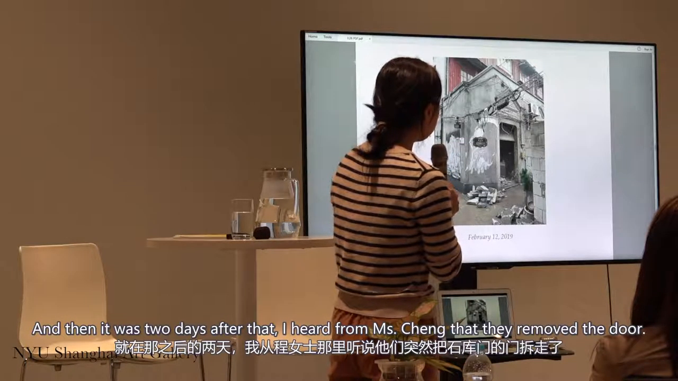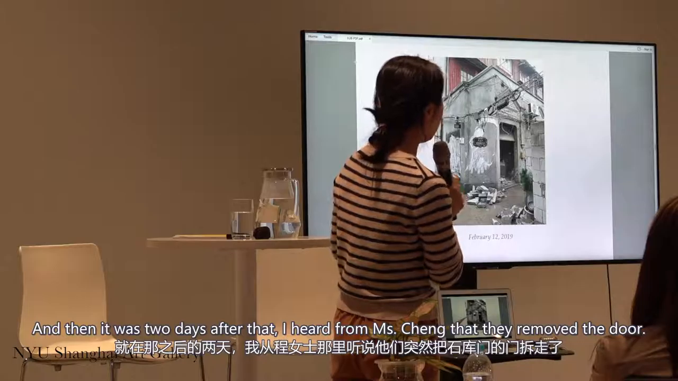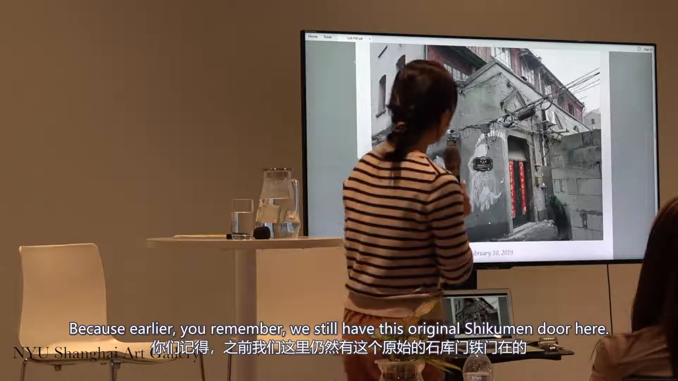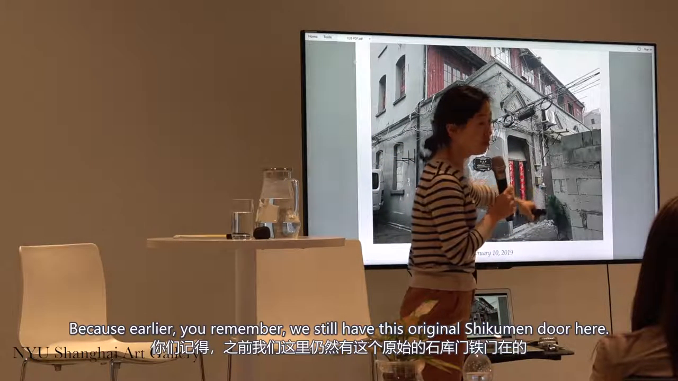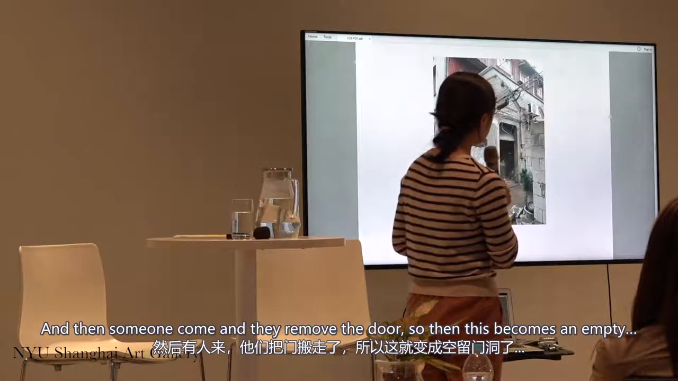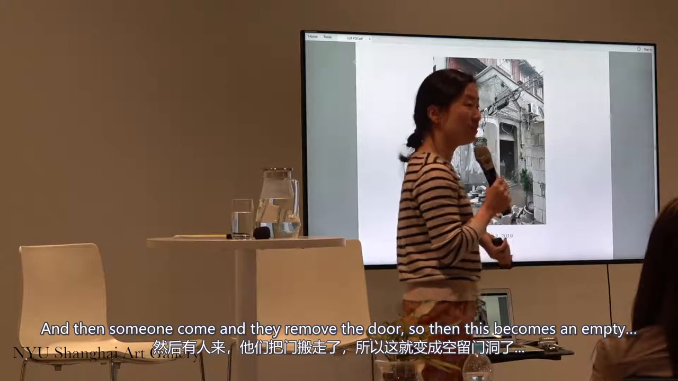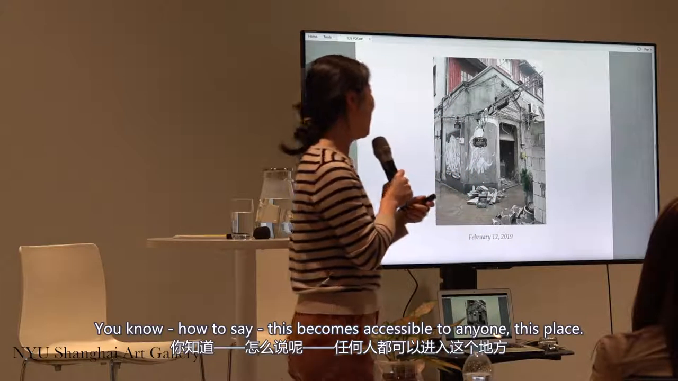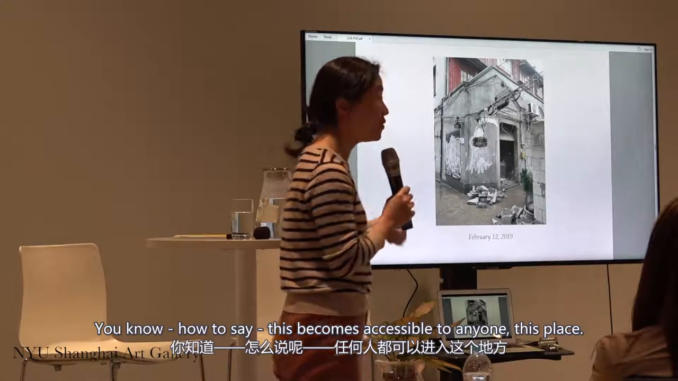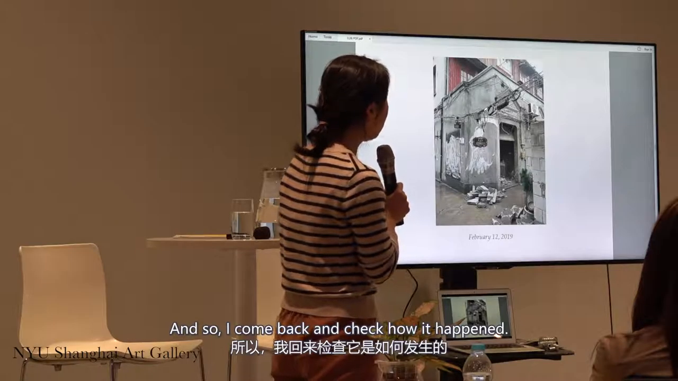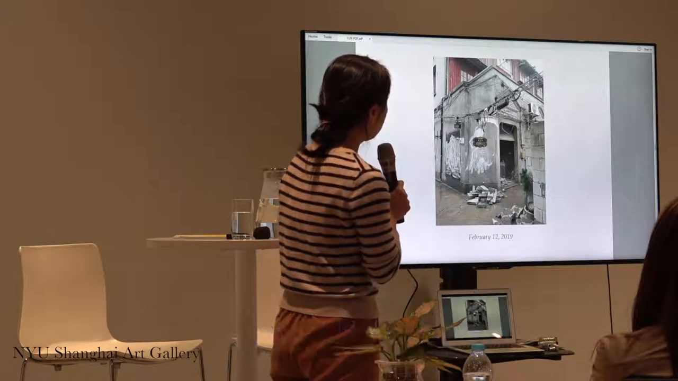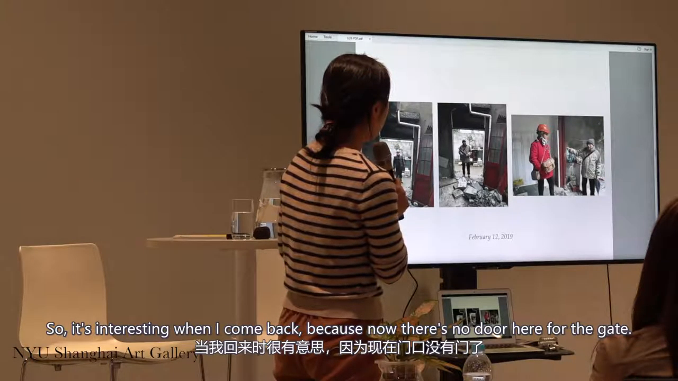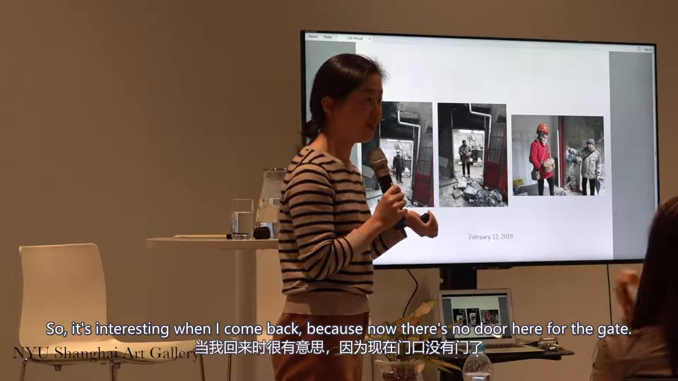And then it was 2 days after that, I heard from Ms. Chen that they removed the door. Because earlier, you remember, we still have this original Shikumen door here. And then someone came and removed the door. So then this becomes accessible to anyone, this place. And so I come back and check how it happened. So it's interesting when I come back, because now there's no door here for the gate.